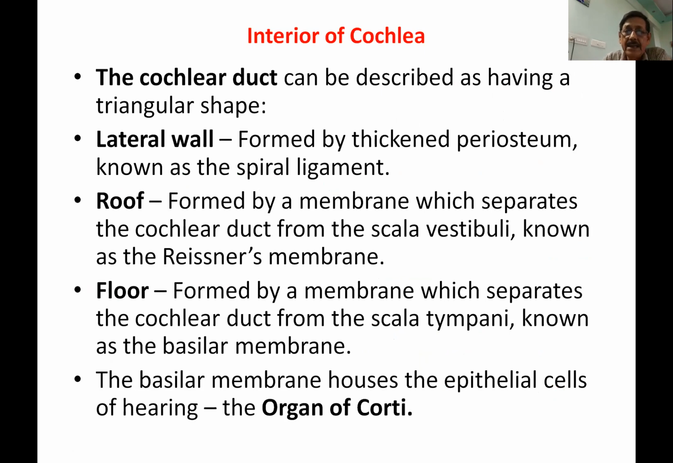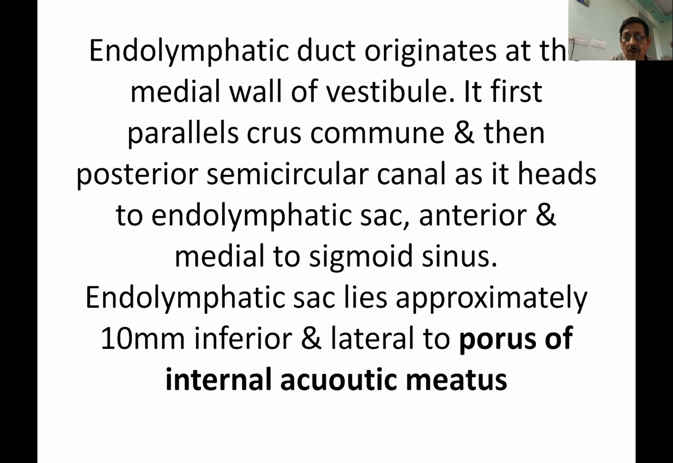The interior of the cochlea. The cochlear duct can be described as triangular in shape, with the lateral wall formed by thick periosteum known as the spiral ligament. The roof is formed by the membrane which separates the cochlear duct from the scala vestibuli, known as the vestibular membrane, and the floor is the membrane which separates the cochlear duct and the scala tympani, known as the basilar membrane. The basilar membrane houses the epithelial cells of hearing and is the organ of Corti.